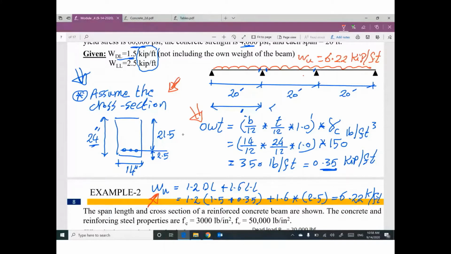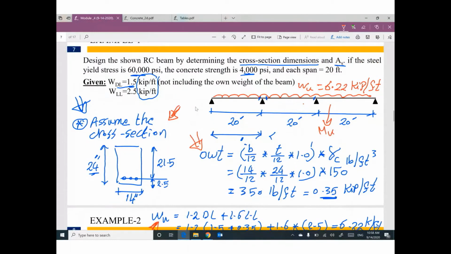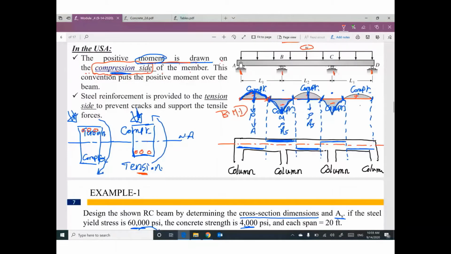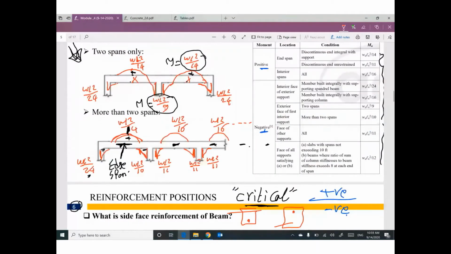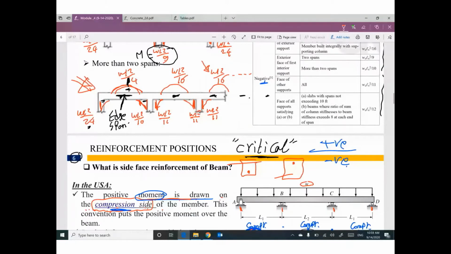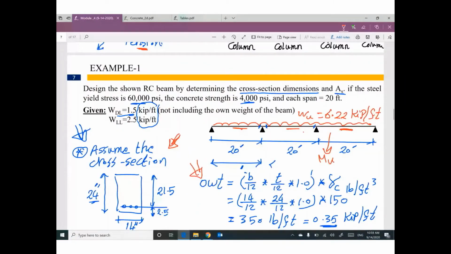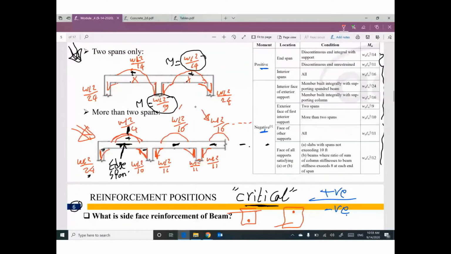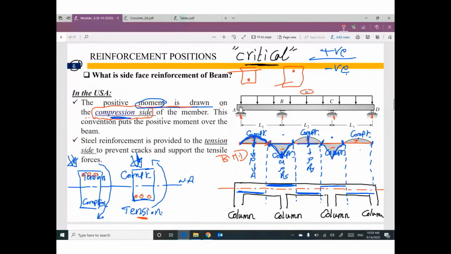Then what is the value of M ultimate? My question is, how many spans here? Is it 2 or 3? How many spans? 3 spans? You are in this situation. W is 6.22, and L for each span is 20 feet.